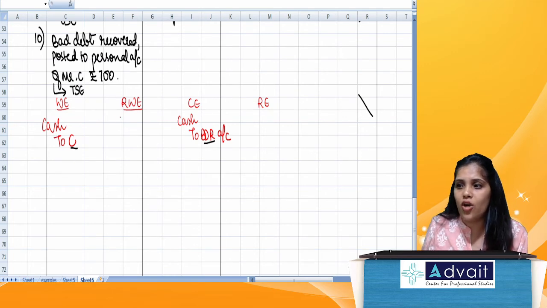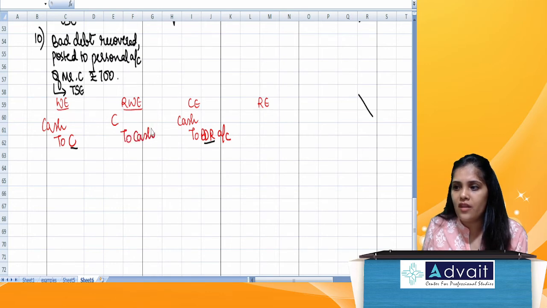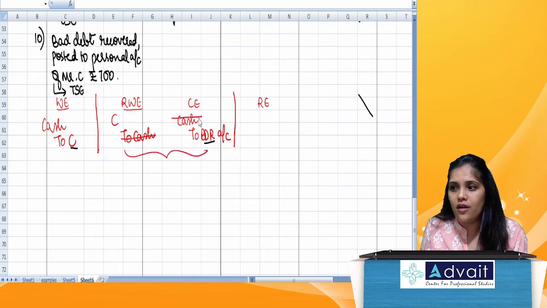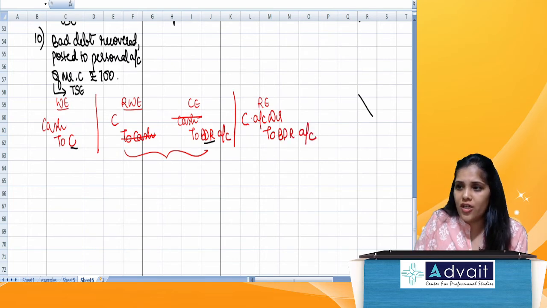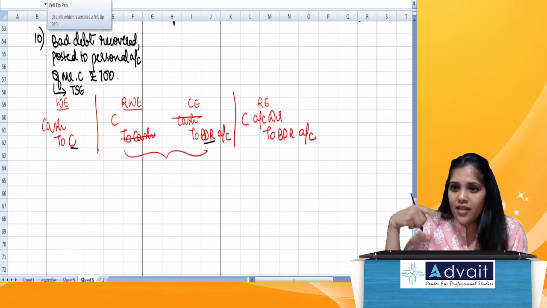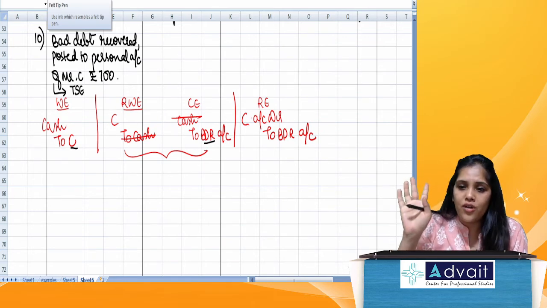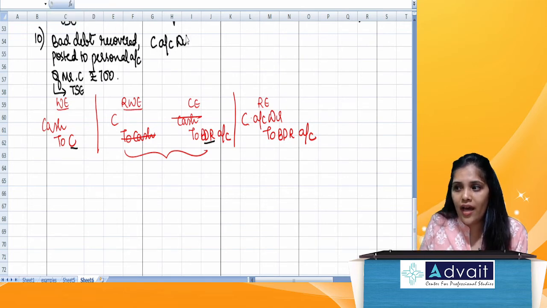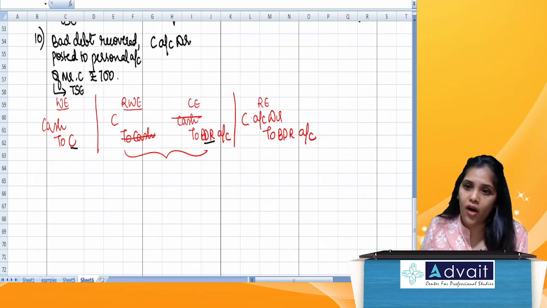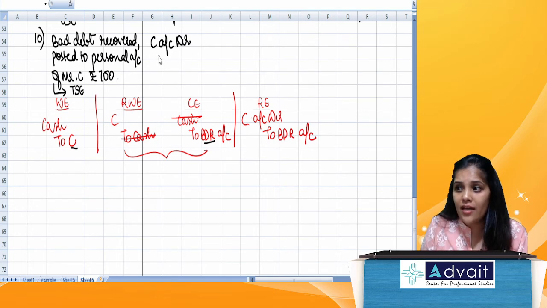Now, what is the rule? Reverse the wrong entry. So, C to cash. Okay, this has happened. Now, we should do nullification. Now, see, cash, cash gone. Opposite, opposite can go. Okay, so it will be C account debit to bad debt recovery account. Now, if you want the logic, logical way of doing, I should have credited bad debt recovery. But what did I credit? C account. So, can I say C is wrongly credited? So, to nullify, debit C. And now credit bad debt recovery 700.